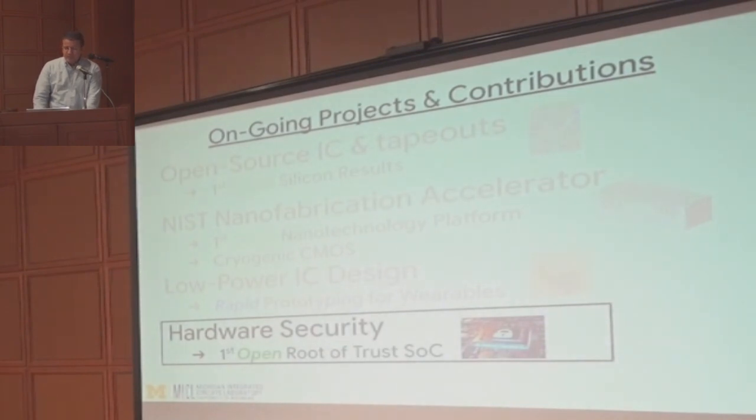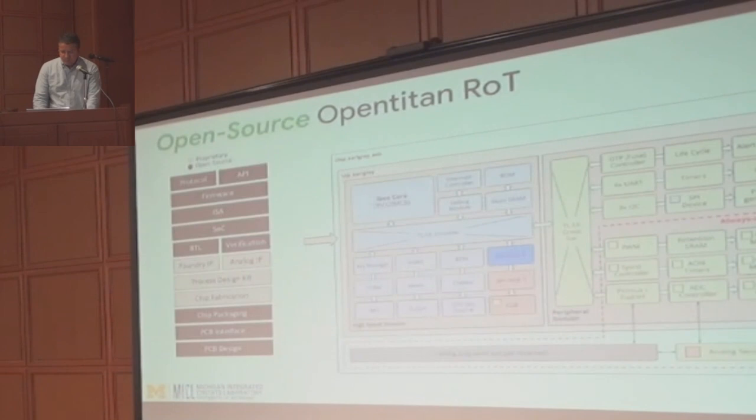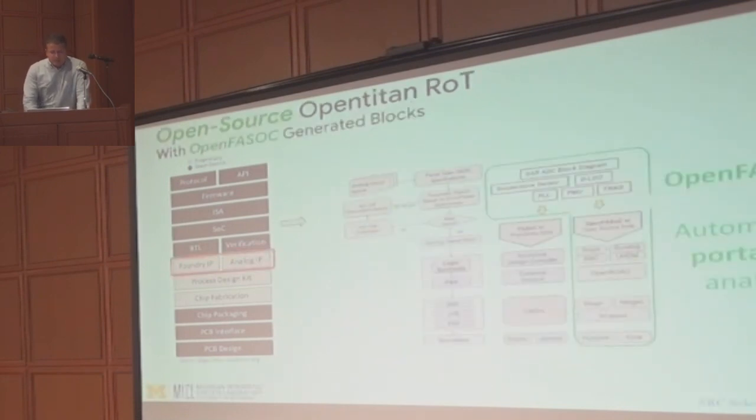Now, the other angle of my talk here is hardware security, and through some funding from SRC, we're building the first open root of trust SoC out there. We're using OpenTitan, which is an open source generator for root of trust, which includes multiple blocks like the CSRNG, the OpenTitan big number accelerator, the EDN, and so on. And this helps with your security and accessing your servers and so on.